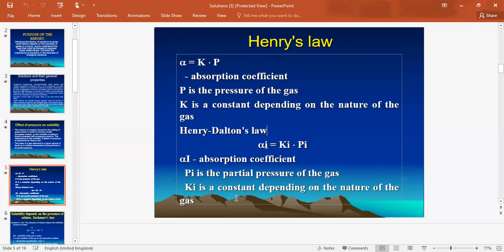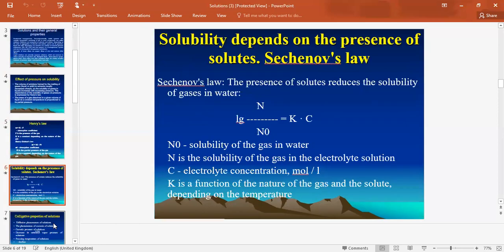Clear? Henry's law: A = K·P, where A is the absorption coefficient, P is the pressure of gas and K is a constant depending on the nature of the gas. Second law, Henry-Dalton's law: Ai = Ki·Pi, where i indicates the partial pressure. Is it clear?